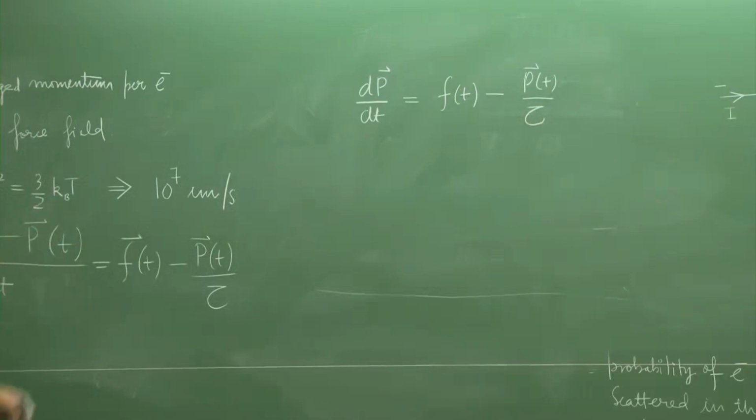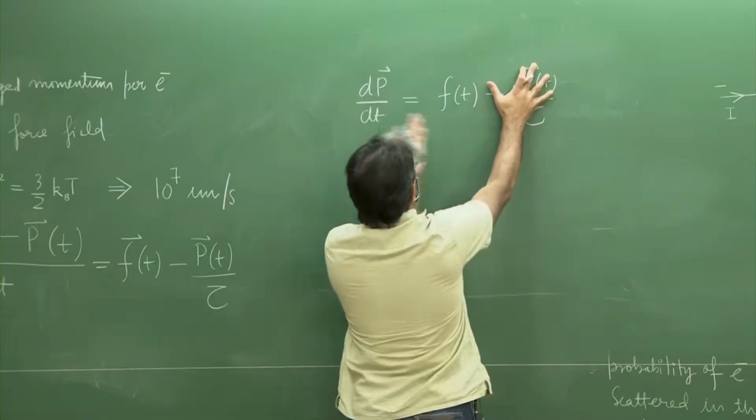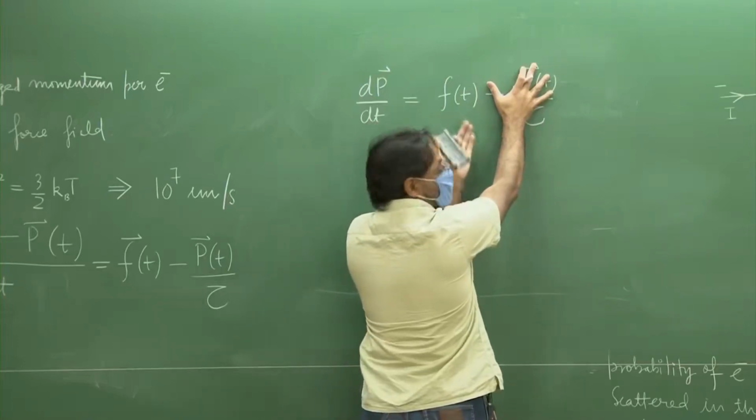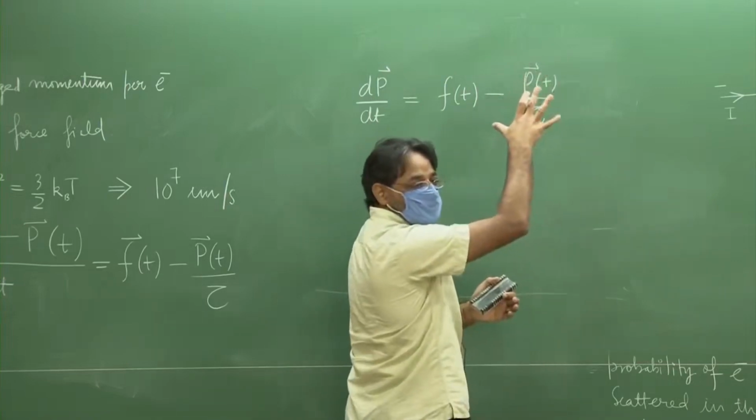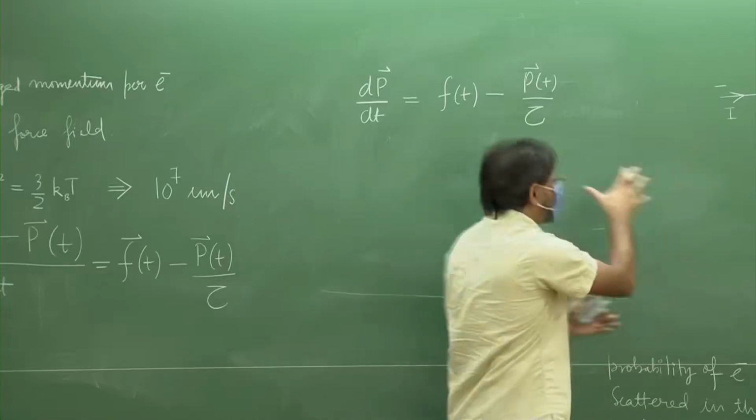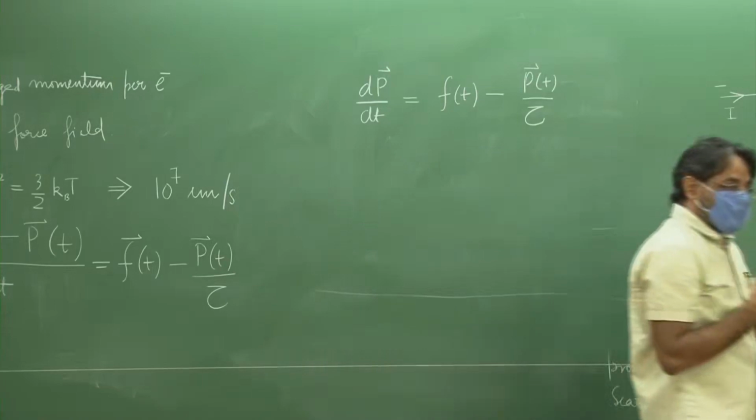Does it look familiar? If you don't have this part, it looks familiar. The change in momentum is equal to the external force. But you have an additional term. And what is this term? This is the damping. This is the damping term. This is the term which is holding the electrons back from accelerating.